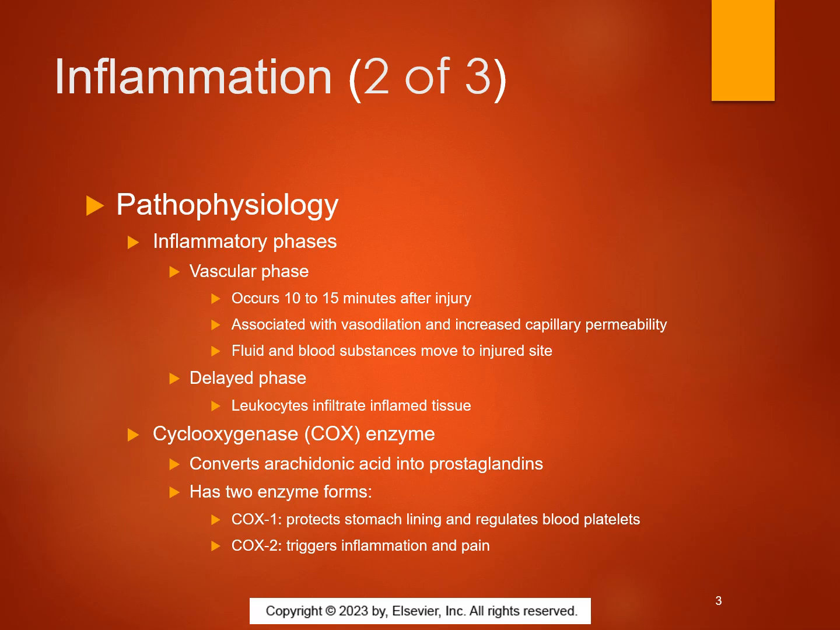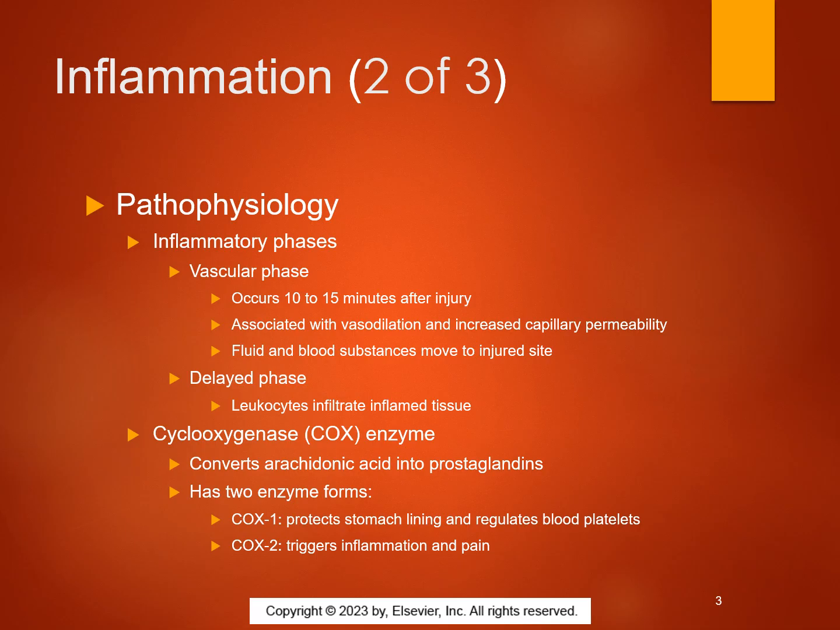Okay, so let's talk about the inflammatory phases and the COX enzymes. Very important. Inflammation happens in stages, and medications target specific parts of this process. So we're going to talk about the stages or the phases. So the vascular phase is the first response to injury, and it begins within 10 to 15 minutes. So blood vessels widen, become more permeable, allow fluid and immune components to move into the injured tissue, and this increases blood flow, causes redness and warmth, and then also leaky fluid leads to the swelling.